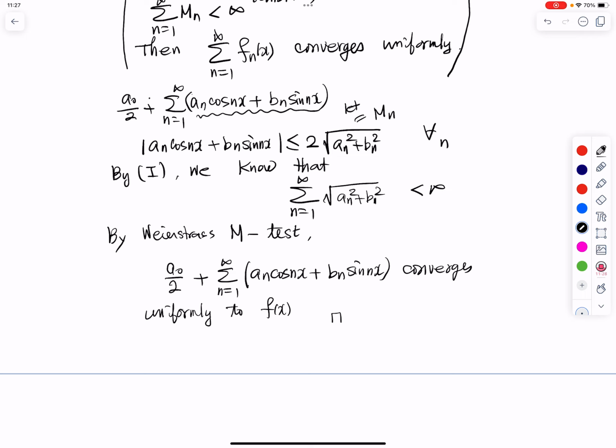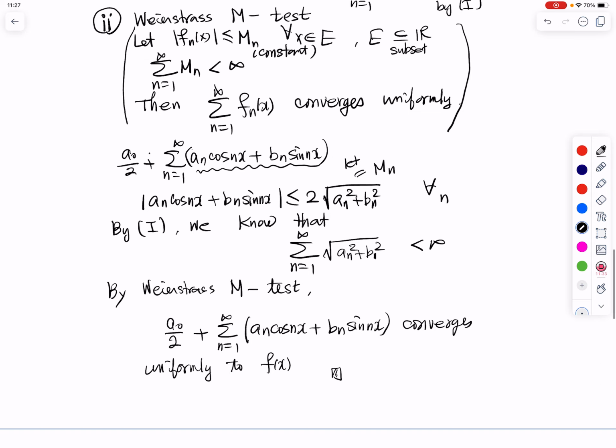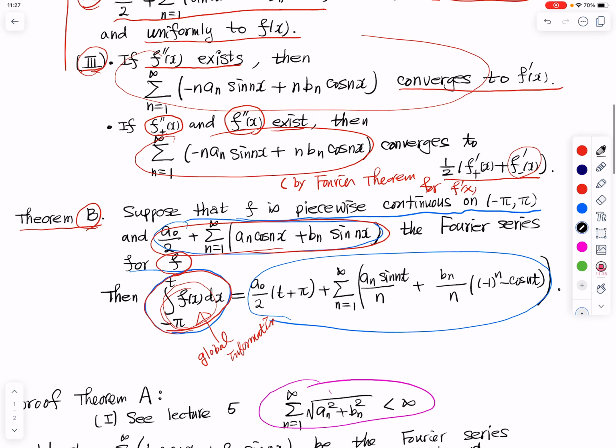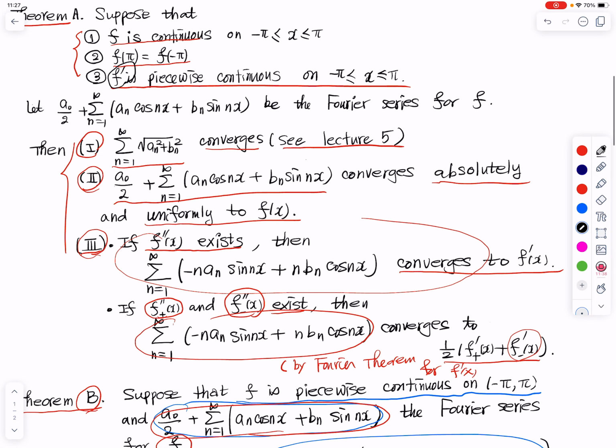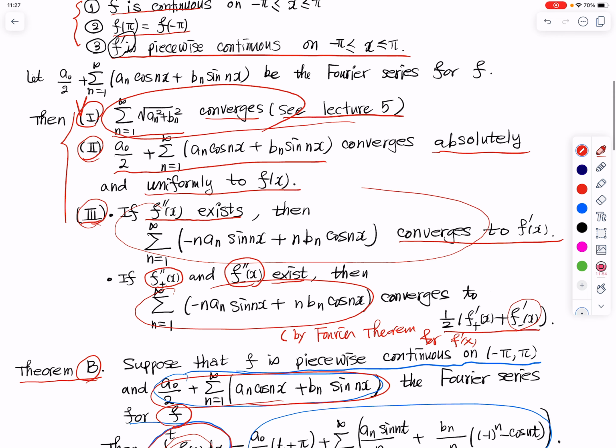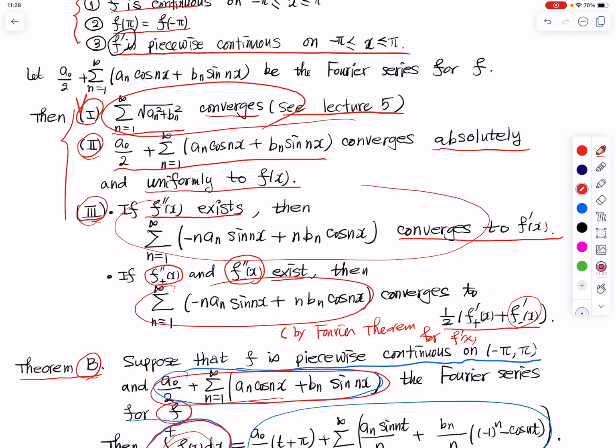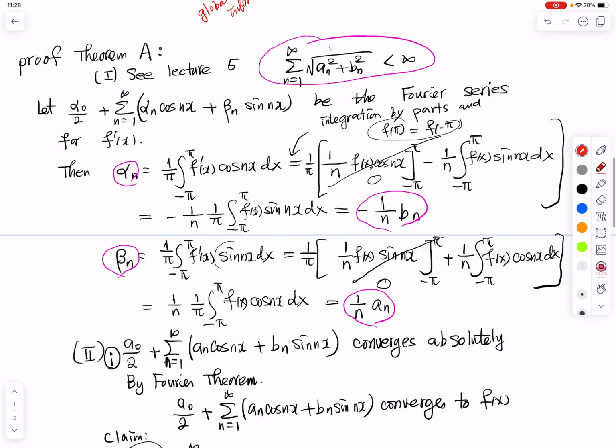So this is how we proved it. Basically, this is just a consequence of part A, part number 1. This gives you that the Fourier series actually converges absolutely and also uniformly to f of x. So far it was a very easy part, and then we are going to prove part C, part 3. So, proof of part 3.